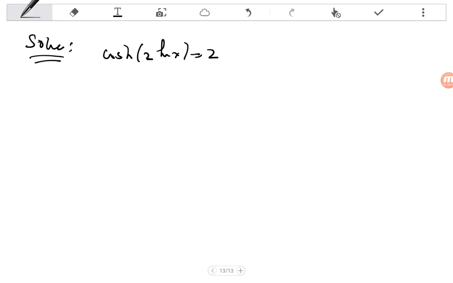Now let's try to solve it and review your solution with me. I will just make a simplification for this. I will write it as e power 2 ln x plus e power 2 minus 2 ln x, over 2, equal to 2.